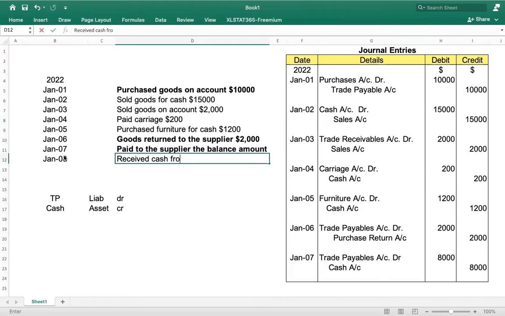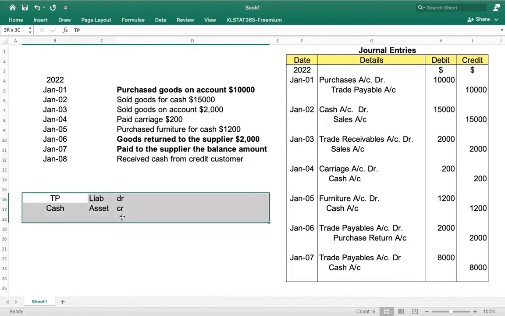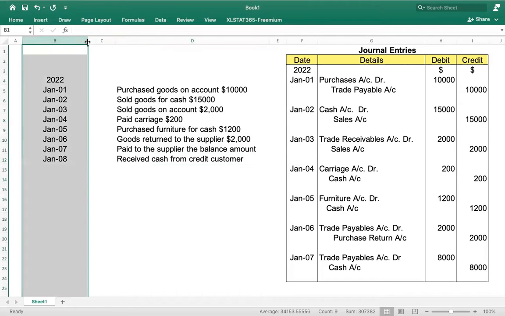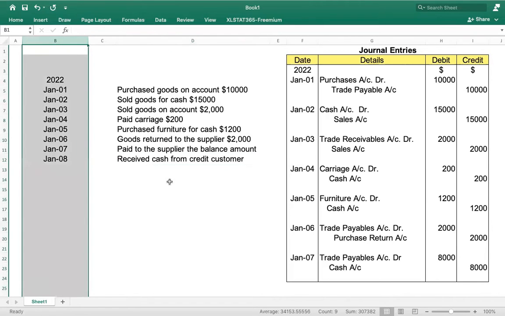Received cash from the customer. Tell me, how much cash did I receive? What does credit customer mean again? Credit customer means I sold goods, but that person has not paid me the money. Oh, okay. So credit customer is going to be trade receivable and cash.